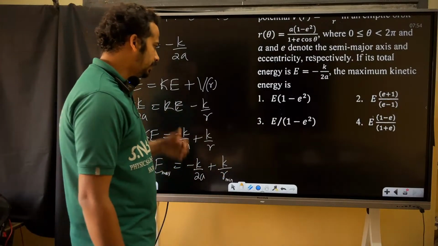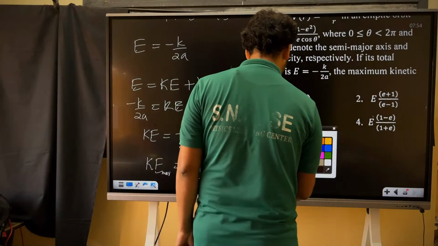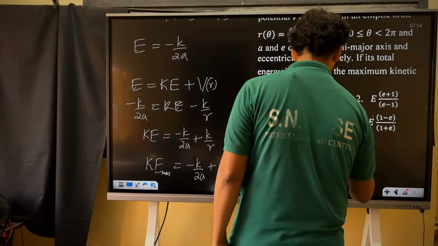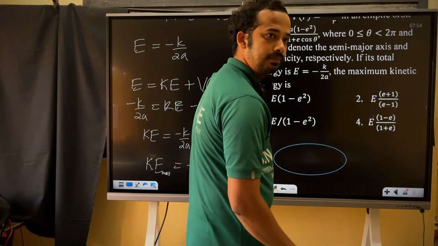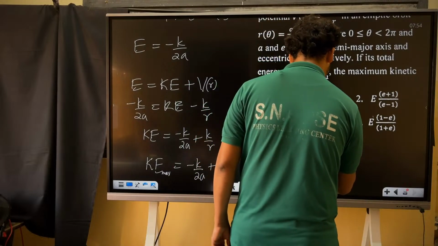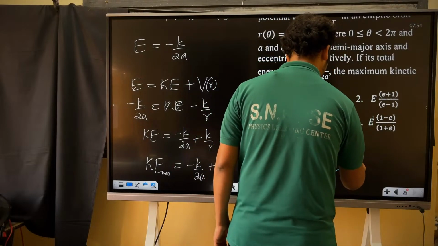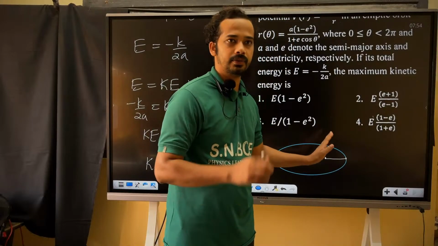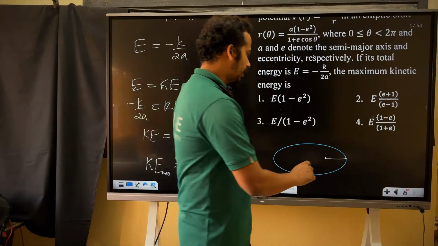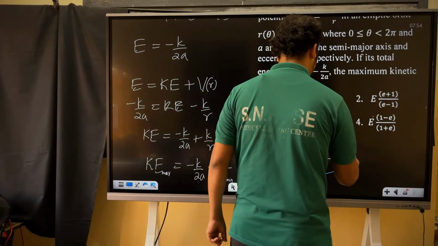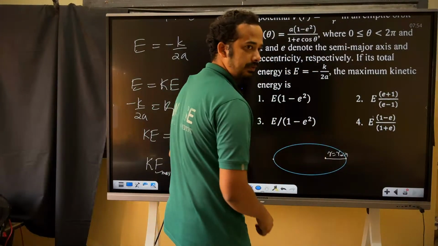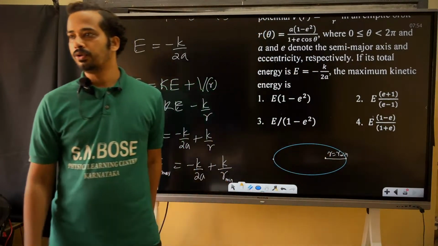Even logically you can say that the areal velocity must be constant. Areal velocity of a radial vector must be constant. Nearby this point it will be moving with a high speed, when r is equal to r minimum. When it is further away, it is moving with a low speed.